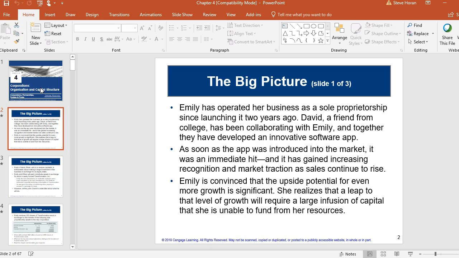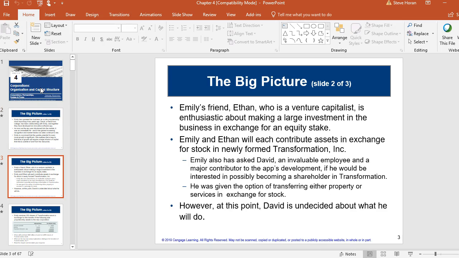She realizes that a leap in the level of growth will require a large infusion of capital, and she can't fund it personally with her personal resources. So switching over to a corporation might be the way to go. And so Emily's friend Ethan is a venture capitalist and enthusiastic about making a large investment in exchange, of course, for an equity position in the business.